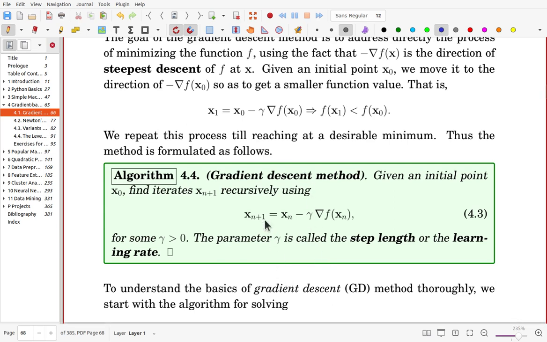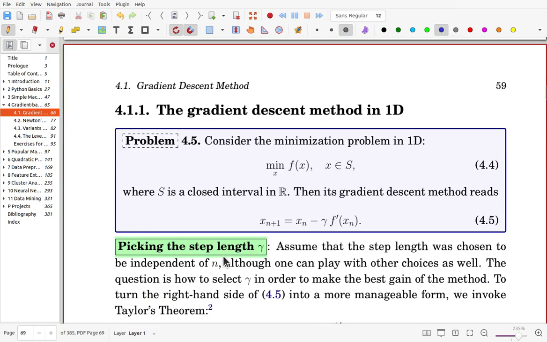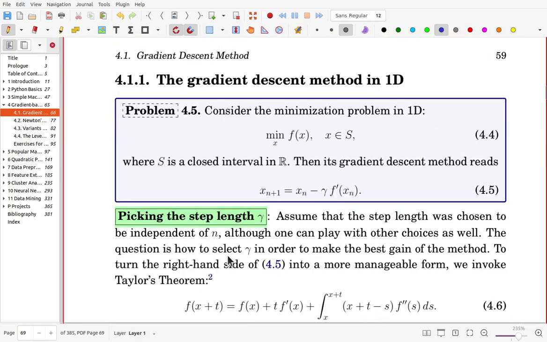Now, to understand the method better, let's deal with an easy problem: unconstrained minimization problems defined in one-dimensional space. Okay, here we have the gradient descent method in 1D. Then the minimization problem is given in this way.